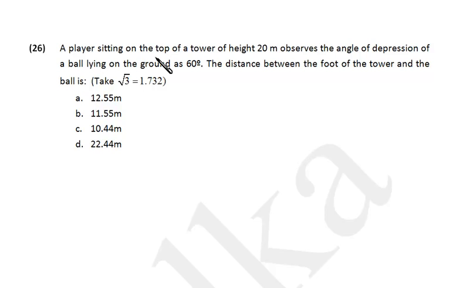Now, a player sitting on the top of a tower of height 20 meters observes the angle of depression of a ball lying on the ground to be 60 degrees. Now, this angle is 60 degrees. That means this angle will also be 60 degrees since this line is parallel to this line. Since the person is looking from the top of a tower, it is the angle of depression. The angle of depression and angle of elevation have the same value, right? So the 20 meter height is the height of the tower, and the angle of depression is 60 degrees. We have to find x, the distance between the foot of the tower and the ball.